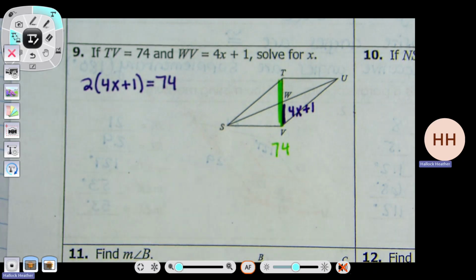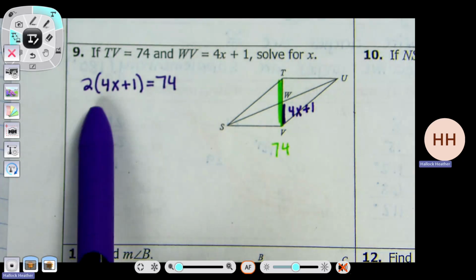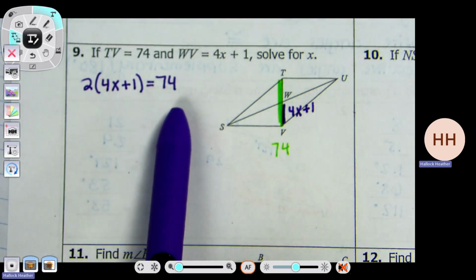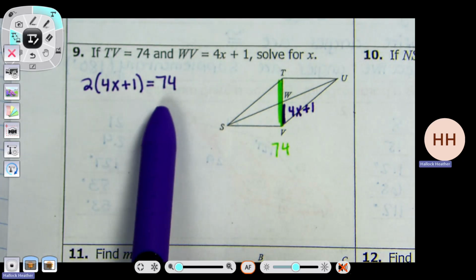No, it's not supposed to be a decimal. You should get 9. Because it's 8x plus 2, so you should minus 2. So you probably got down to 76, but it's 72. Did you bring down to 72?